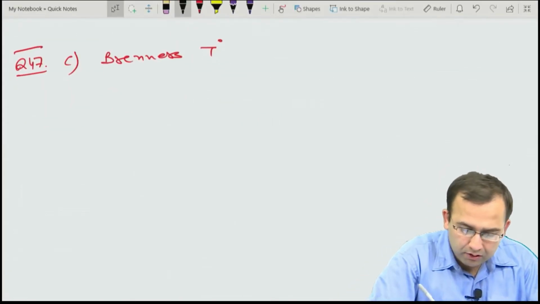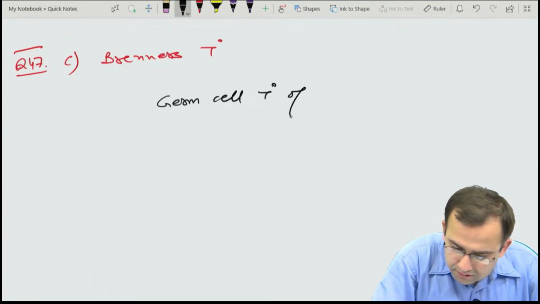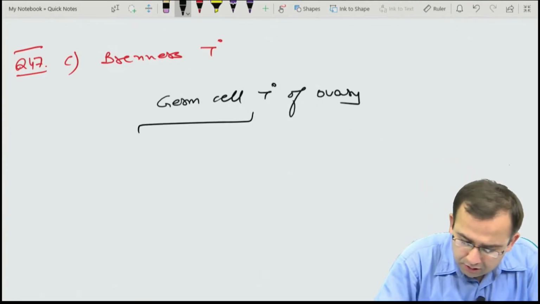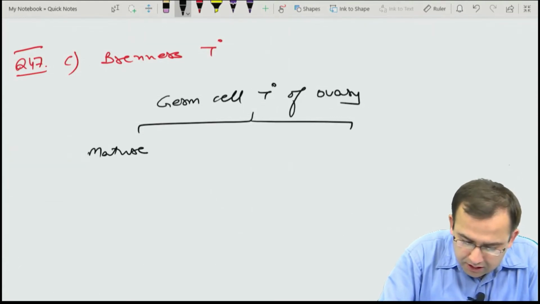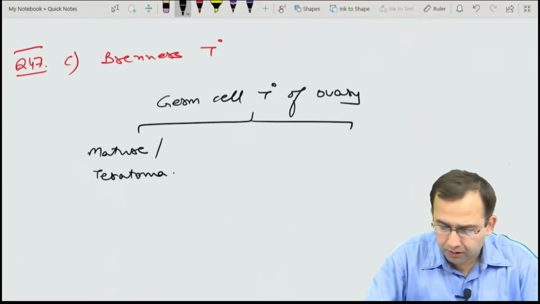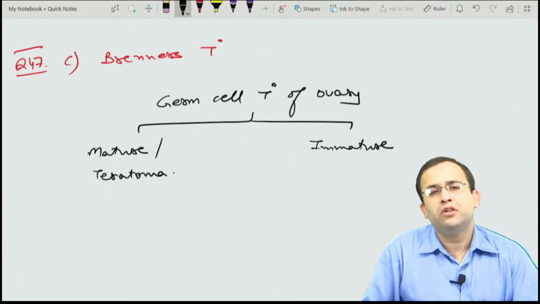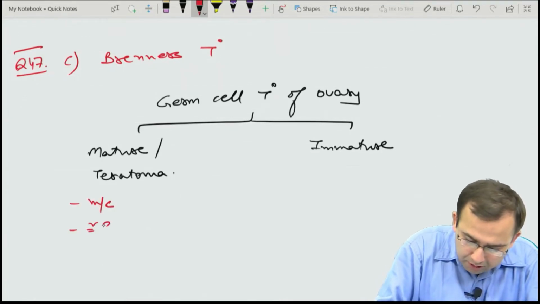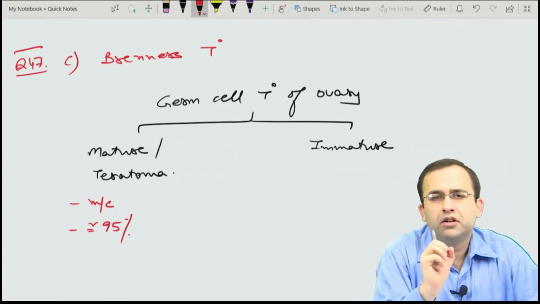Let us now have a look at germ cell tumors of the ovary. I can divide the germ cell tumors into two types: the mature germ cell tumors, or teratomas, versus the immature germ cell tumors. Which are more common? Mature, approximately 95%. So the most common germ cell tumor of the ovary is a teratoma.